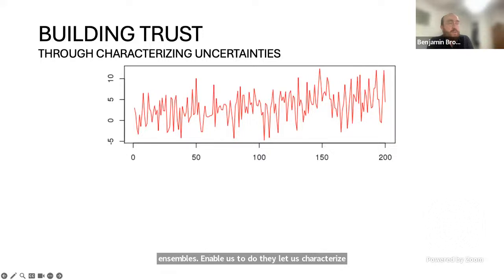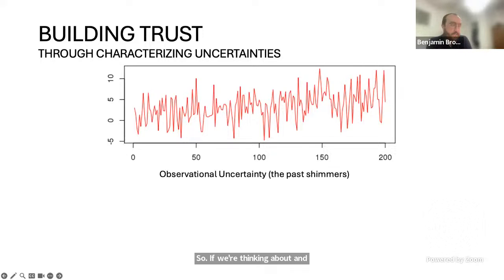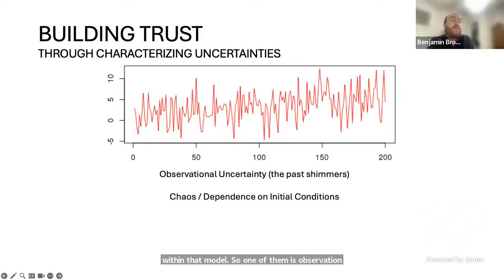So if we're thinking about uncertainties in this model that we ran, the example of the model that we ran, you can characterize different types of uncertainties within that model. So one of them is observational uncertainty. We talked about that. The past is shimmery, so we have uncertainties about what happened in the past. There's a lot of, within these models, dependence on initial conditions or chaos. You run it slightly differently and you get a slightly different result. So that's internal to the model.